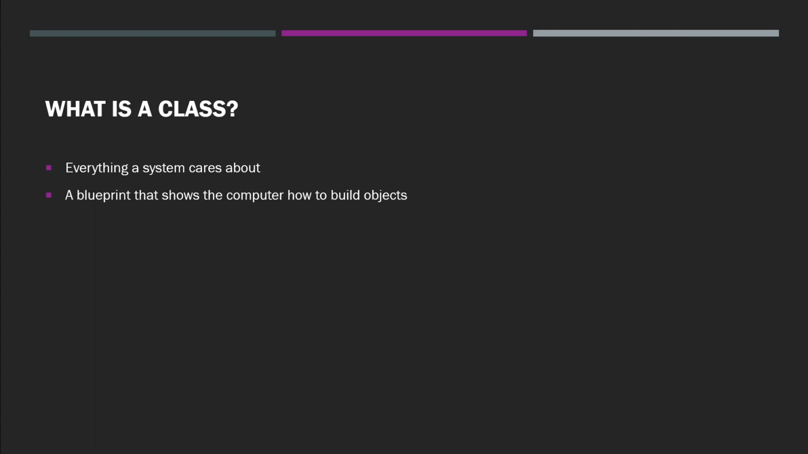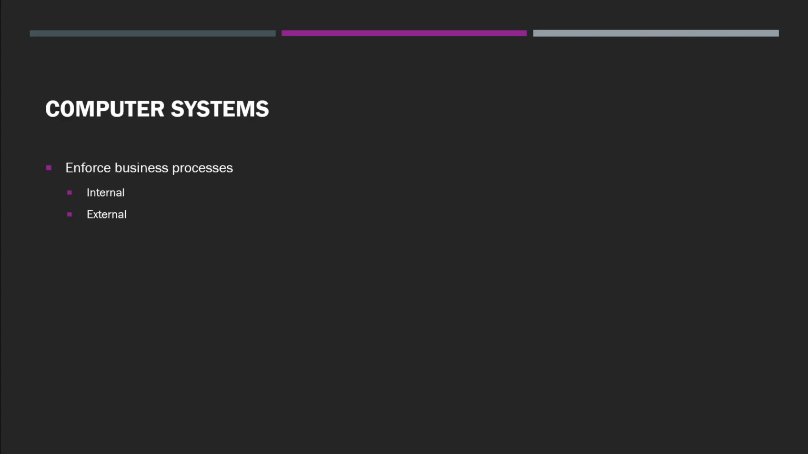We talked about classes and defined that classes represent things, everything a system cares about. But what does that mean exactly? To answer that question, we have to understand one thing. Computer systems exist to enforce business processes. Sometimes internal processes that have to be enforced within the company or department.